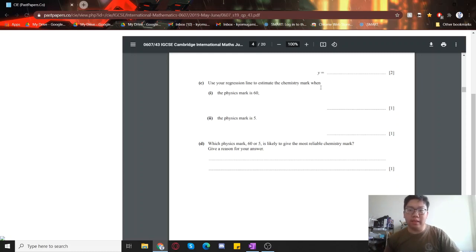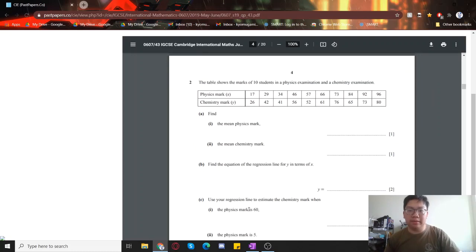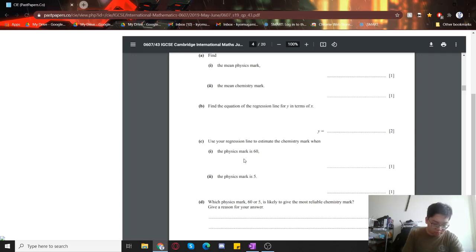Use your regression line to estimate the chemistry mark when physics mark is 60, sorry. So I'll just find it, one sec. You go to x equals 60. My calculator's just not trying to cooperate. Actually, no, we can. Let's just sub the numbers in. So what do you have?